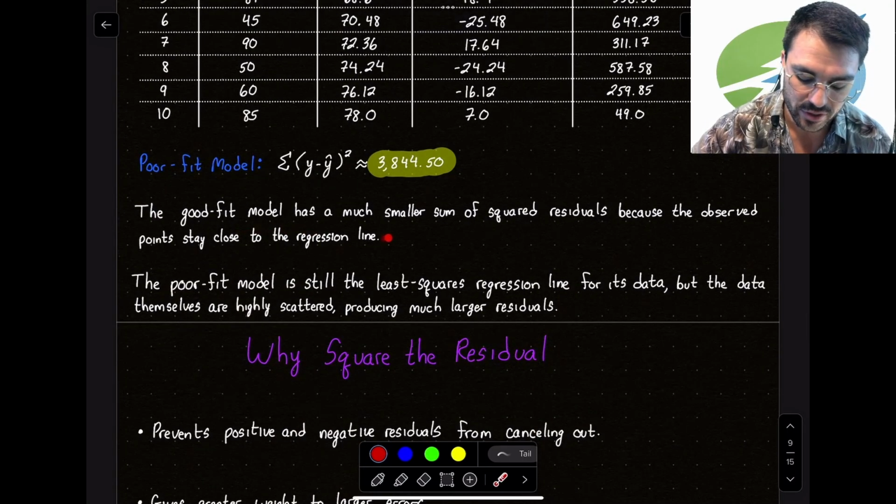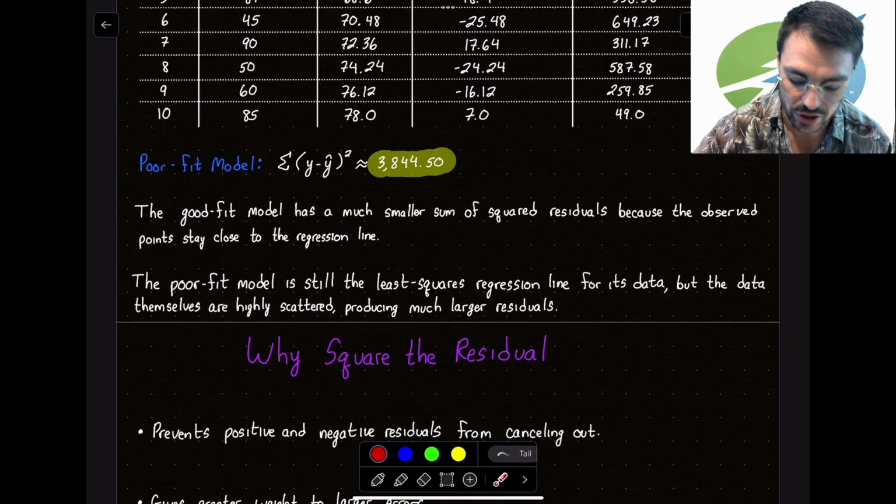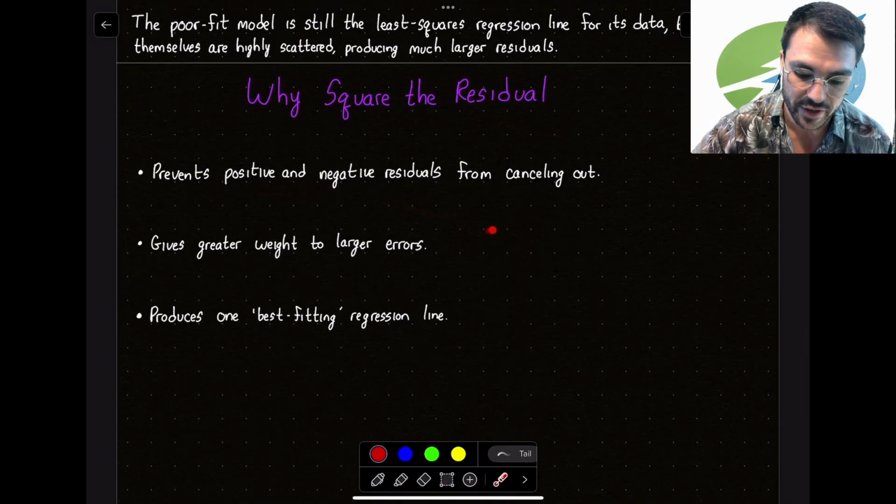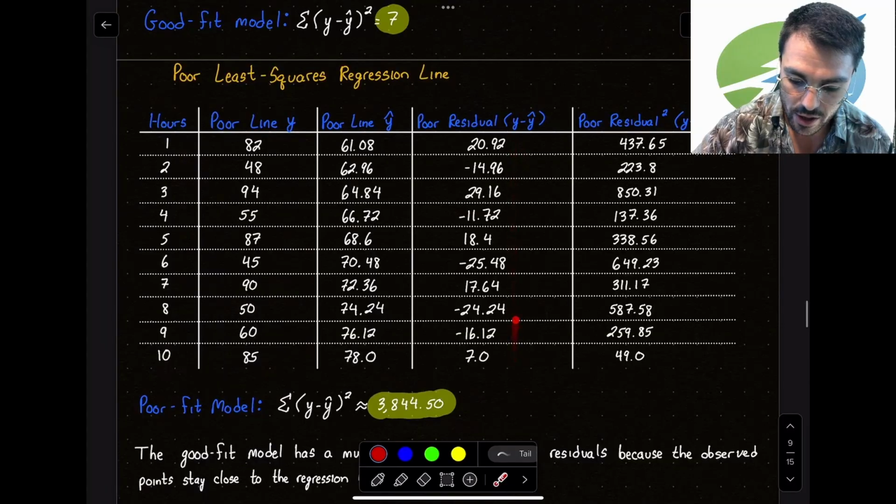The good fit model has a much smaller sum of squared residuals because the observed points stay close to the regression line. The poor fit model is still the least squares regression line for its data, but the data themselves are highly scattered, producing larger residuals. And again, larger residuals, poor fit; smaller, good fit. Why square the residuals? Prevents positives and negatives from canceling out. So like here, if we didn't square these, some of the positives and negatives would cancel out.